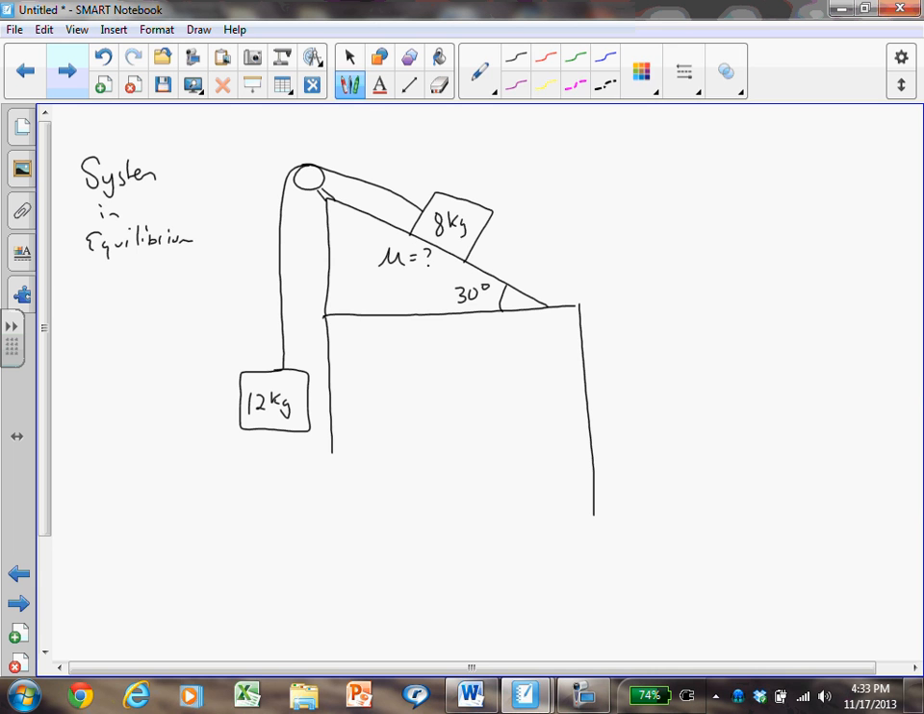Well, if we set up some free body diagrams, for the one hanging, we'll make that red. We have a tension up and a weight Fg down, weight force down. And because the sum of the forces equals 0, Ft equals Fg, which is 120 newtons.